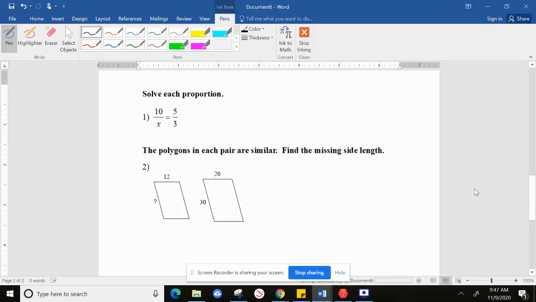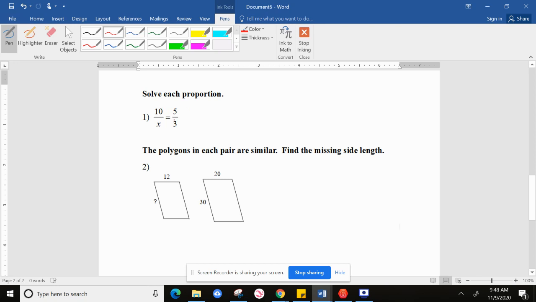Got some more videos here about similar polygons. So we're going to try one here where we're going to find the side length of a polygon that is similar to another one. Before we do that, though, what I want to do is review with you how to solve a proportion. This is my preferred way to go about these problems. Some people do them differently, but this is just the way I like to do them.